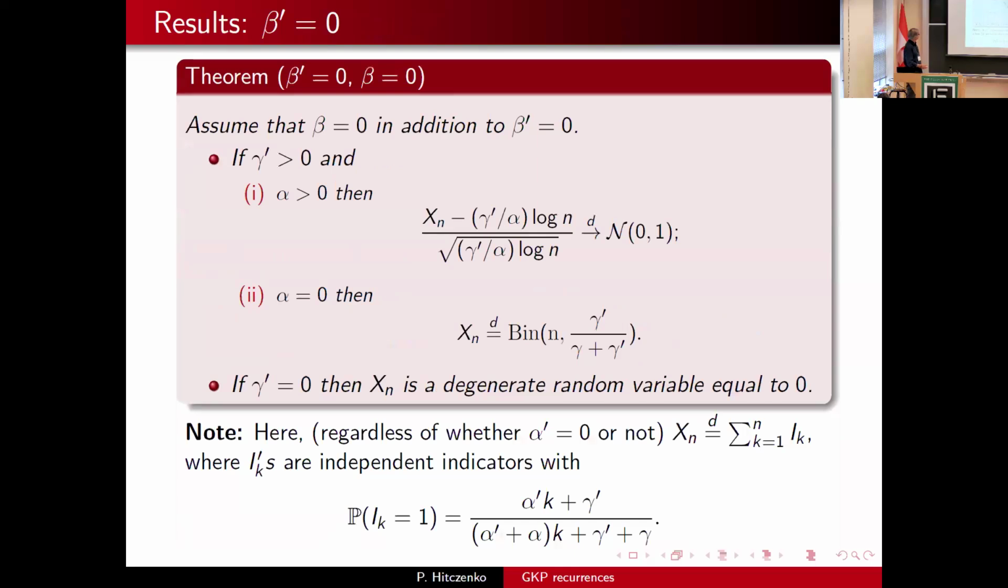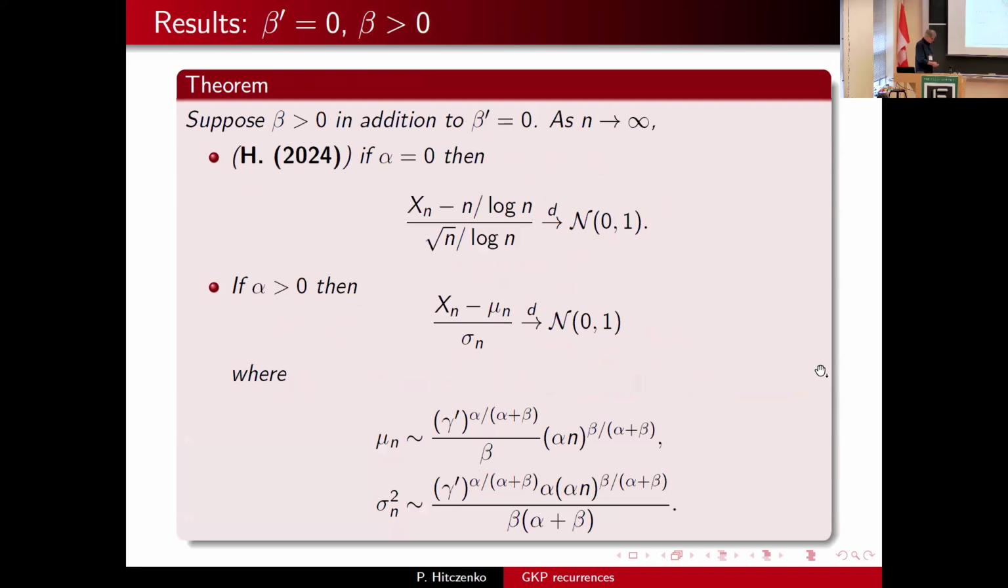When beta is zero, then again, you have two things. Well, when beta prime is zero, and in addition, if beta is zero, then again, if gamma prime is positive, you still have asymptotic normality, except that both the mean and the variance are of logarithmic order. Okay, and then when alpha is zero, in addition to that, then your Xn is just a binomial distribution with parameters n and this probability, so it's exact. And then when gamma prime is equal to zero, then again Xn is degenerate.